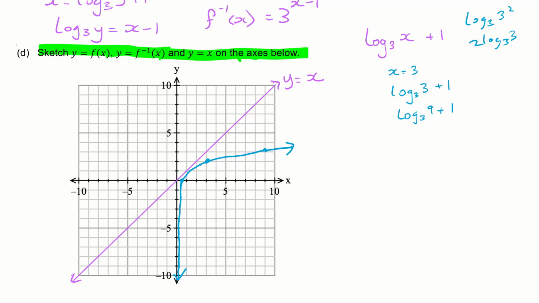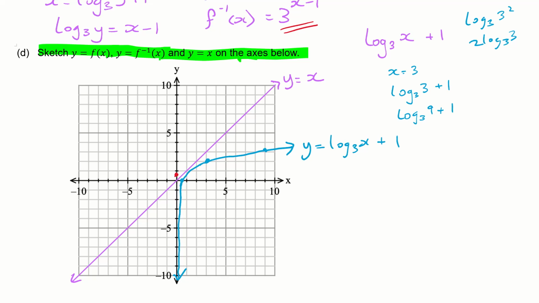Now, the 3 to the x minus 1, that is going to be a reflection of that in the line y equals x. Probably should label this one. So that is log to the base 3 of x plus 1. So let's think about that. So when x is 0, 3 to the negative 1 is a third. So that gives us this point, which is good because it is the reflection of that point there.